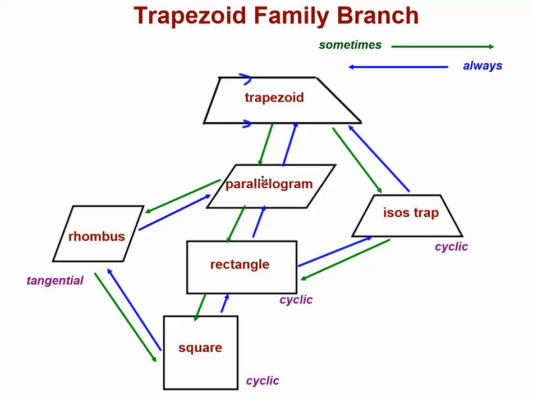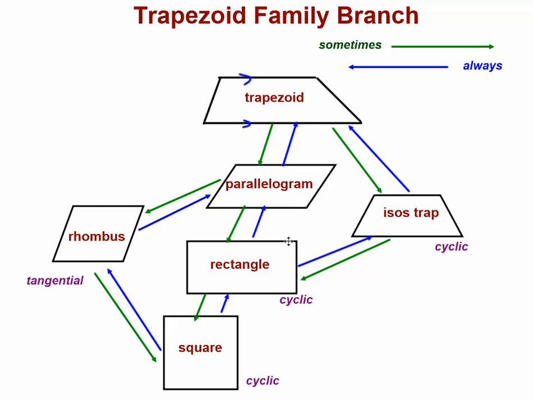So a parallelogram is always a trapezoid, but a trapezoid is sometimes a parallelogram, because what we do for the parallelogram is we put additional restrictive definitions on it. All opposite sides have to be parallel. So that's a restriction. So only some trapezoids are parallelograms.